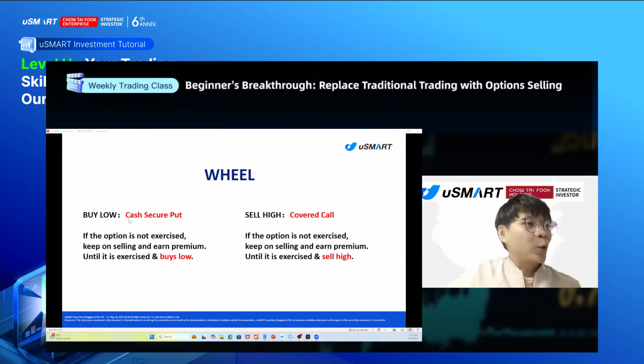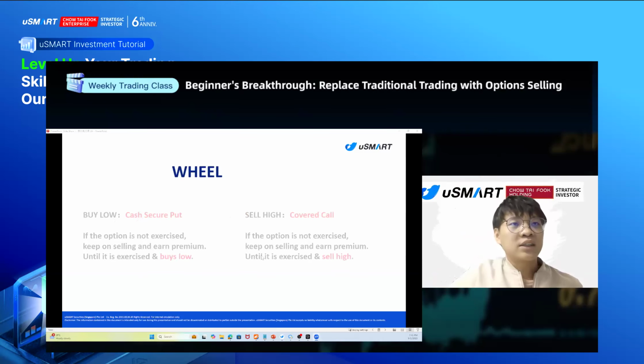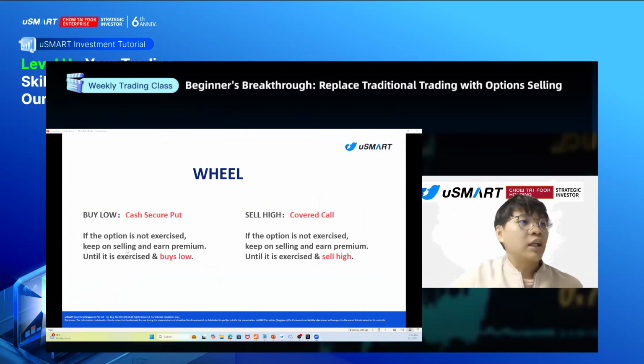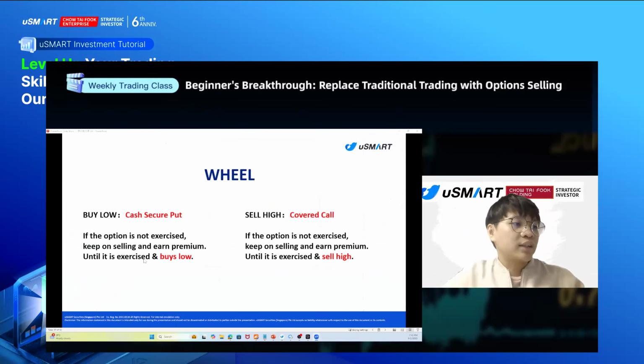So the buy low is actually you doing a cash-secured put. And if the option is not exercised, you just keep on selling and earn the premium. In that case it is this 233. You just keep on selling and keep on earning the 233 until it gets exercised and you successfully buy 100 shares at low. And then after that, you make sure that you have 100 shares on hand, you're able to do the sell high, which is a covered call.